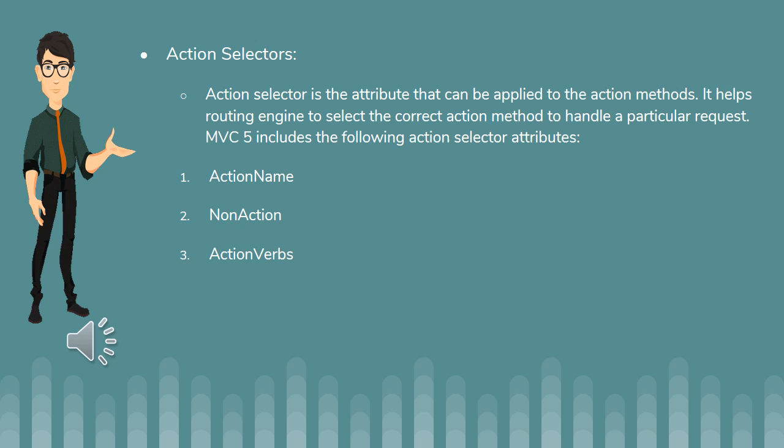Action selectors. An action selector is an attribute that can be applied to action methods. It helps the routing engine to select the correct action method to handle a particular request. MVC 5 includes the following action selector attributes: ActionName, NonAction, ActionVerbs.